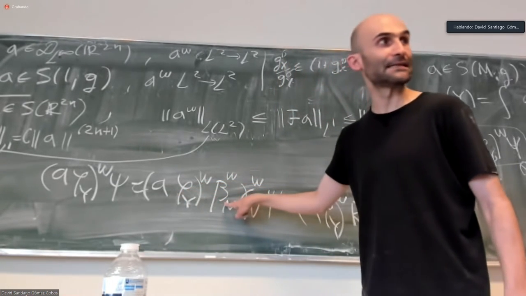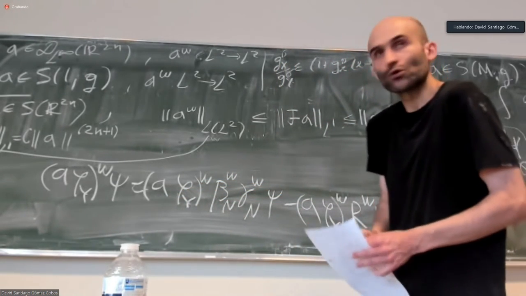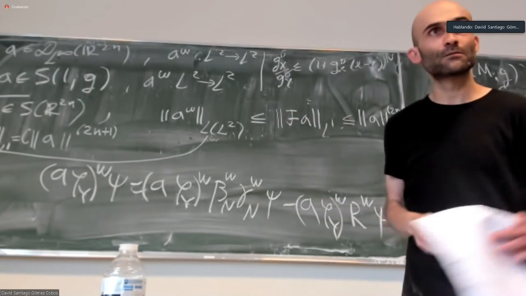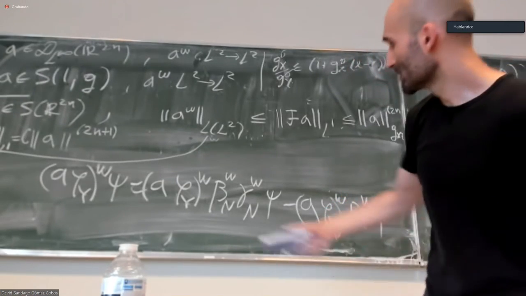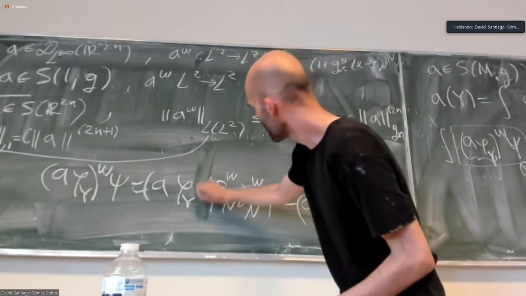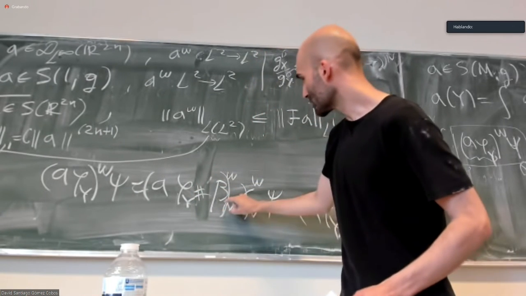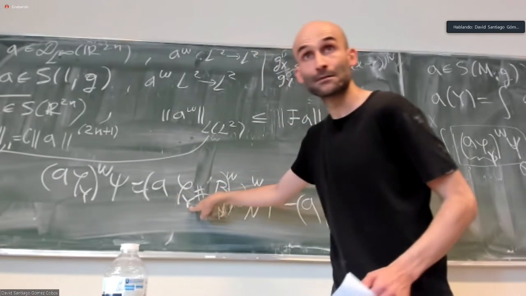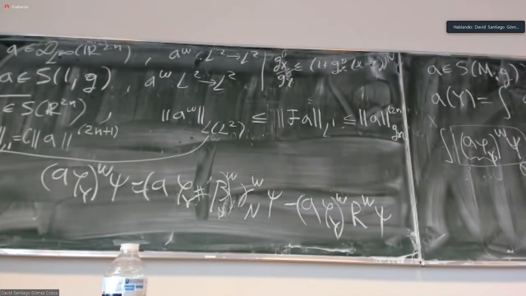Everything here is in S. So you just do the ordinary sharp product in S, which is just an integral, the weird integral that we wrote yesterday. So this thing here is nothing but the sharp product, but the sharp product in S. Everything is in S here.